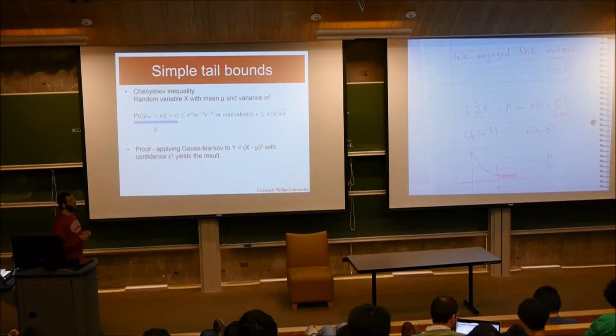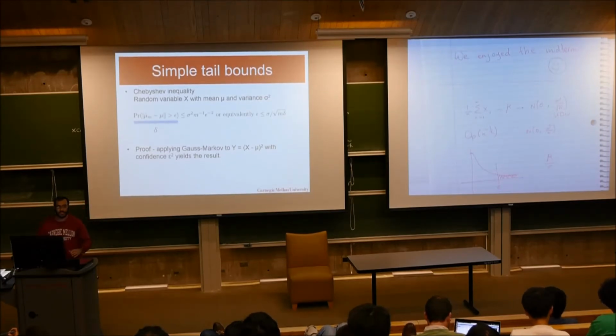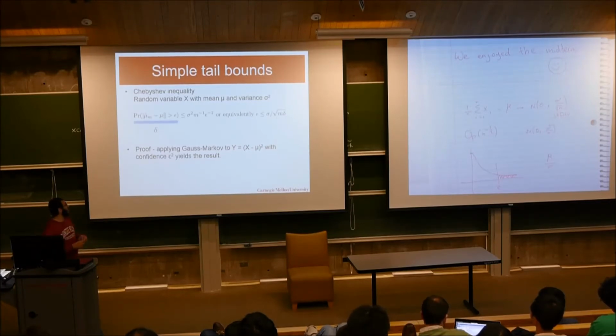A nice tail bound is called Chebyshev inequality. In this case, we don't assume that the variable is non-negative, but we assume that the variance is finite. And so what the inequality says is that the probability that the empirical mean deviates from the true mean by an amount more than epsilon is less than or equal to sigma squared m^-1 epsilon^-2. So m is the number of points for which you estimated the empirical mean.